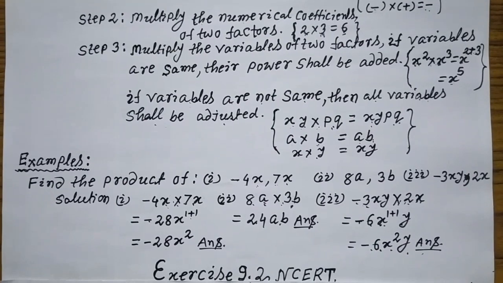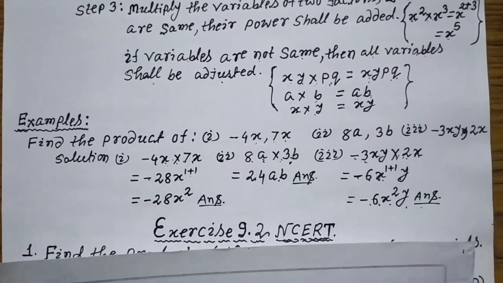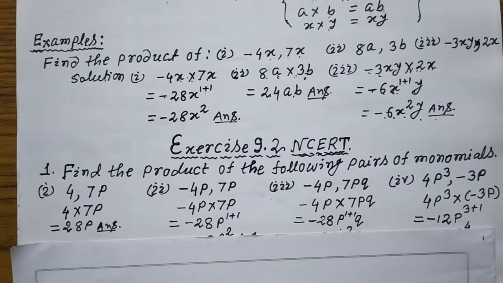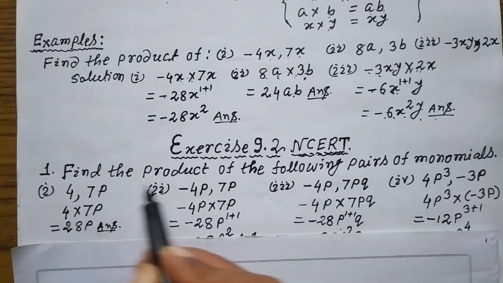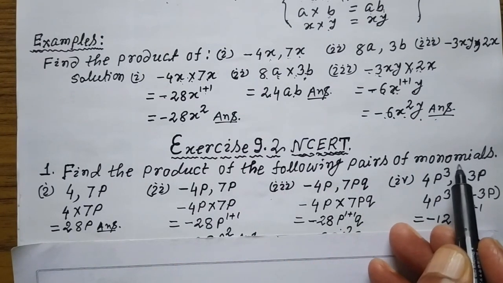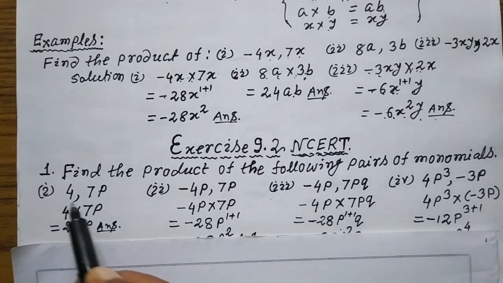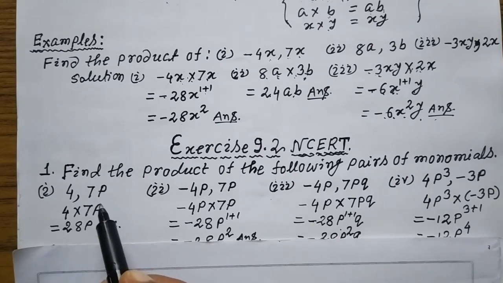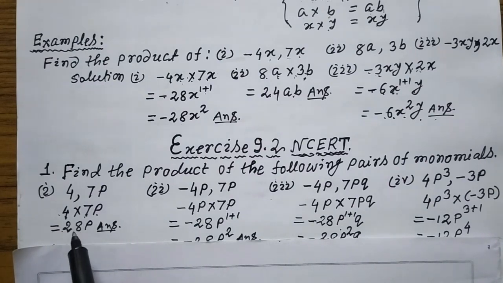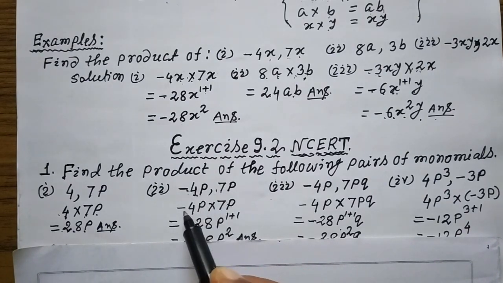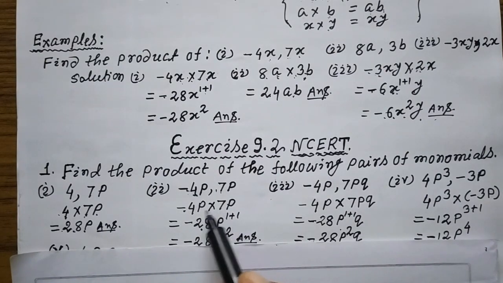And a few questions you will work out from the NCERT book. NCERT book, exercise 9.2. Find the product of the following pairs of the monomials. Monomials mean there is one term, the 4 and 7p. First of all multiply 4 into 7p and plus a plus, 4 times 7 is 28, and p will be adjusted.